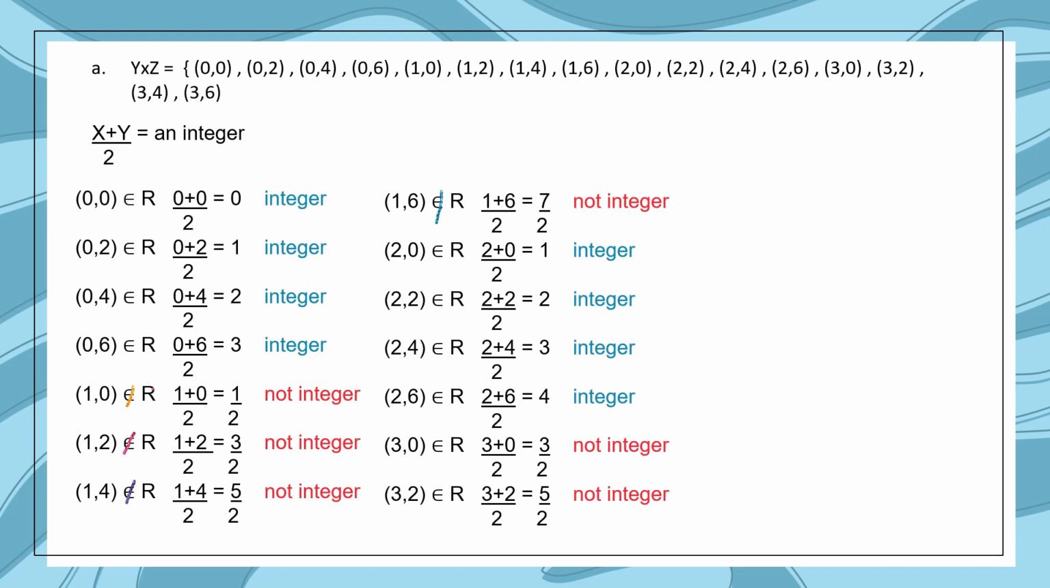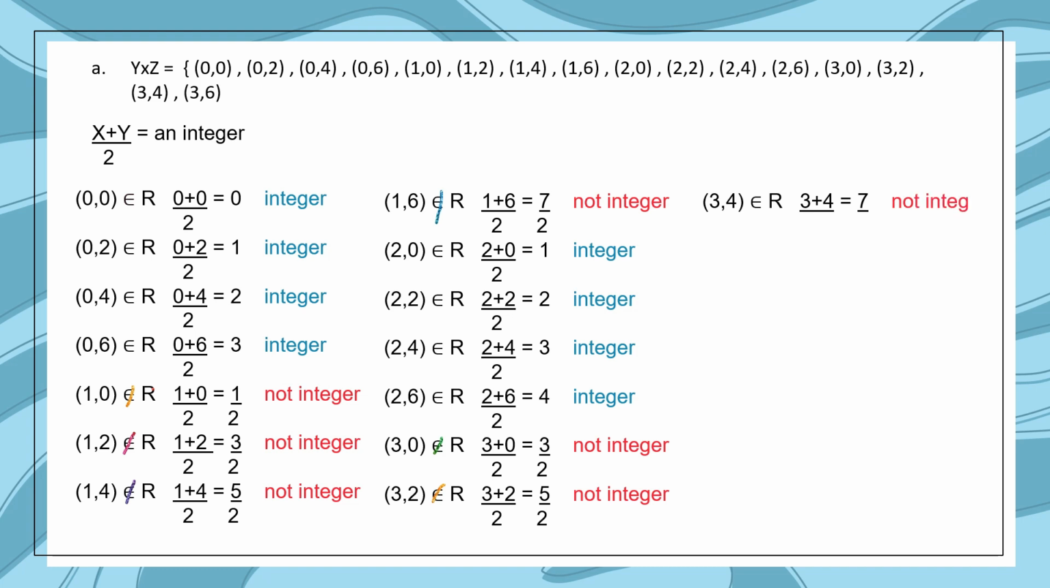(1,0) is not an element of R because 1 plus 0 over 2 is equal to 1 half and 1 half is not an integer. (1,2) is not an element of R because 1 plus 2 over 2 is equal to 3 over 2 and 3 over 2 is not an integer. (1,4) is not an element of R because 1 plus 4 over 2 is equal to 5 over 2 and 5 over 2 is not an integer. (1,6) is not an element of R because 1 plus 6 over 2 is equal to 7 over 2 and 7 over 2 is not an integer.